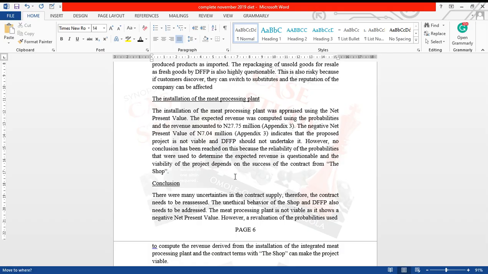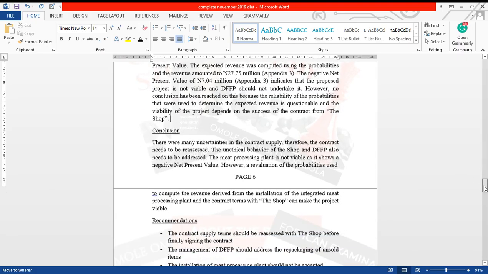Because if the shop gives us plenty contracts, that means we'll have more revenue, right? And if the shop says they don't want to have anything to do with us again, then the installation of the meat processing plant may actually be useless. You understand? Because that's the major reason, the motivation behind it. So the success of the installation of the meat processing plant depends on the success of the contract from the shop. So make sure you state it there. That's good use of information that was given. That shows that you actually read the question. So that's very, very important, please.